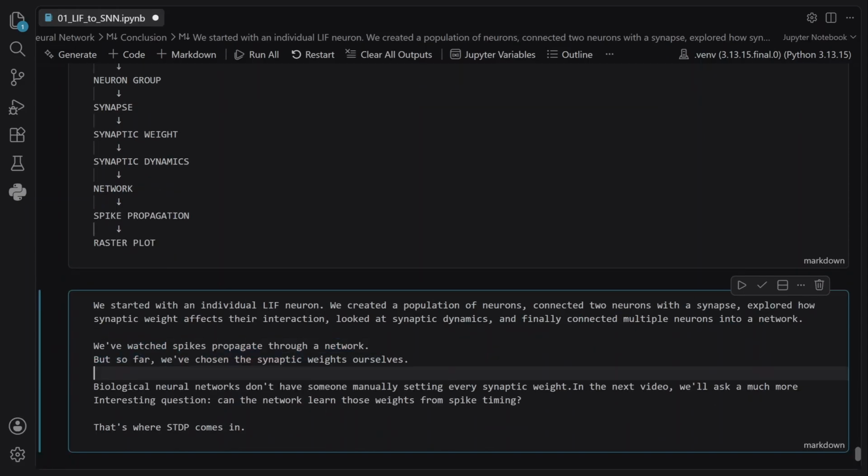But there's a problem. So far, we have chosen the synaptic weights ourselves. Biological neural networks don't have somebody manually setting every synaptic weight. In the next video, we'll ask a much more interesting question: can a network learn those weights from spike timing or some other way? That's where STDP comes in.